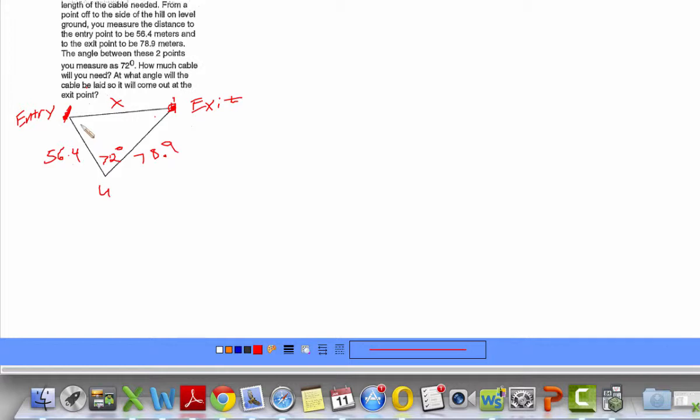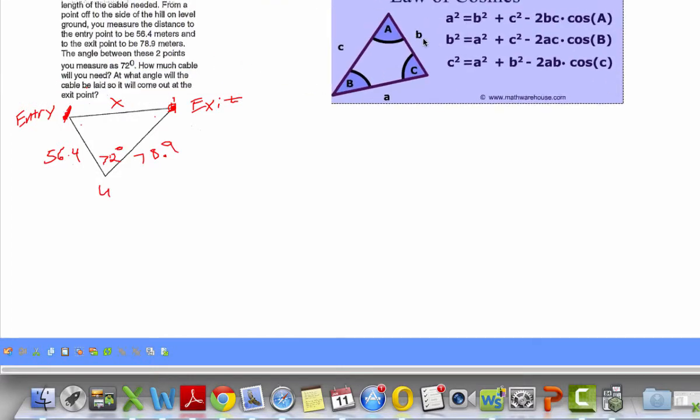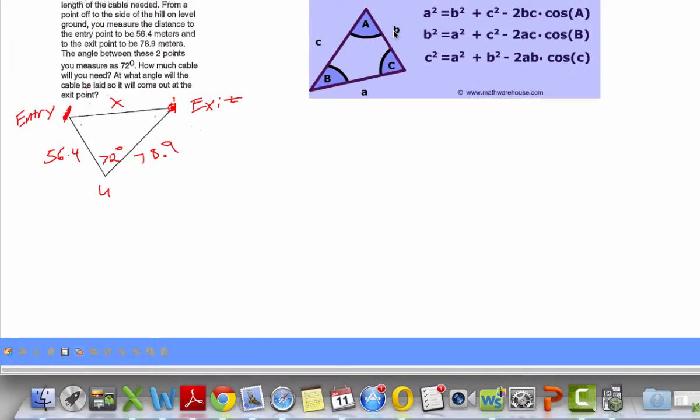So here's the law of cosines. Now it looks complicated, but don't be alarmed. There are just three different ways to write it. Either one of these is acceptable. Basically you're saying side length a squared is equal to the other side length squared plus this side length squared minus 2 times this side length times this side length times the cosine of A. Now the calculator will do all that for you.